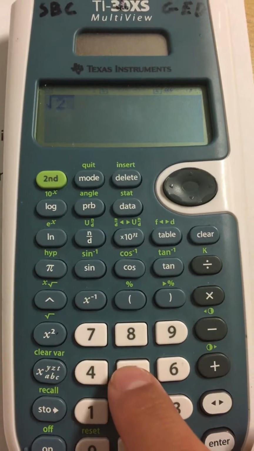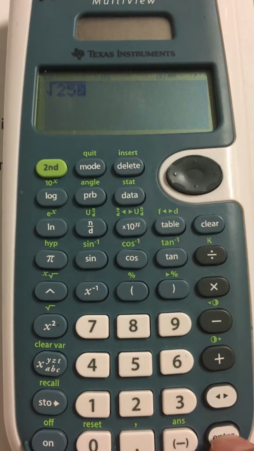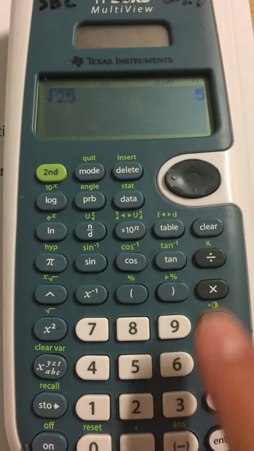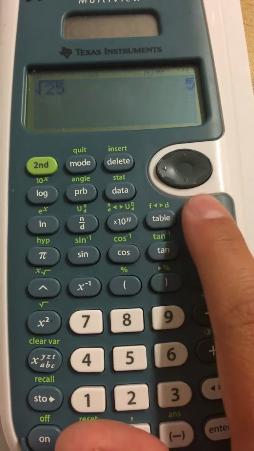Now we can enter the number we want to square. Press enter and you should get 5 as your answer. We're going to go ahead and clear that.